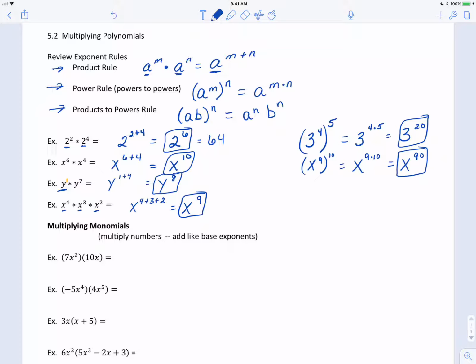Okay, and then the last, the product to power rule, let's just do an example of that. Let's say, what if I have negative 5 brought to the 7th power, and then we're going to take that whole thing and bring it to the 3rd power.